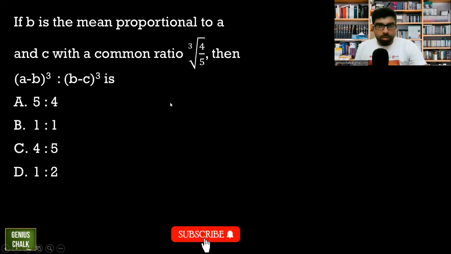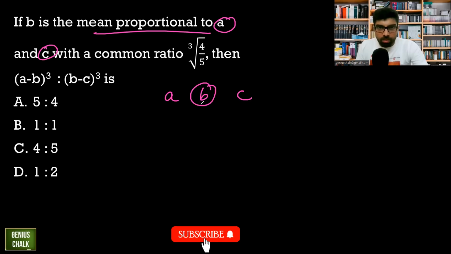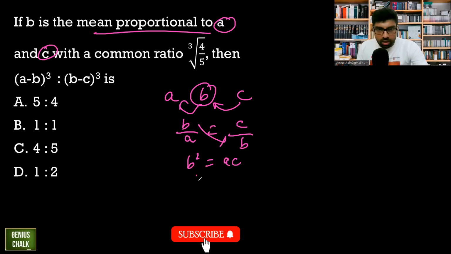If B is the mean proportional to A and C with a common ratio. Okay. What is mean proportional? We have discussed that if B is mean proportional to A and C, so A, B, and C, B is the mean proportional. That means whatever is the ratio of B by A, the same is the ratio of C by B as well, right? So this is the mean proportion. That's why when we square it, it comes AC. Then we find the value of mean proportion. That's why we say it is root of two numbers. This was the reason. So this is a conceptual question.